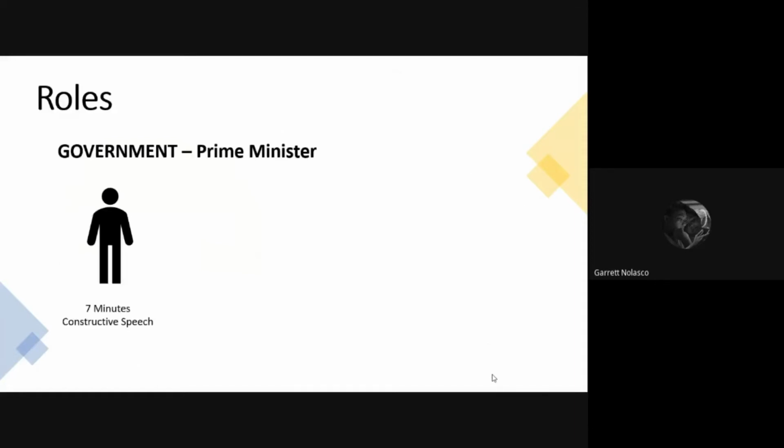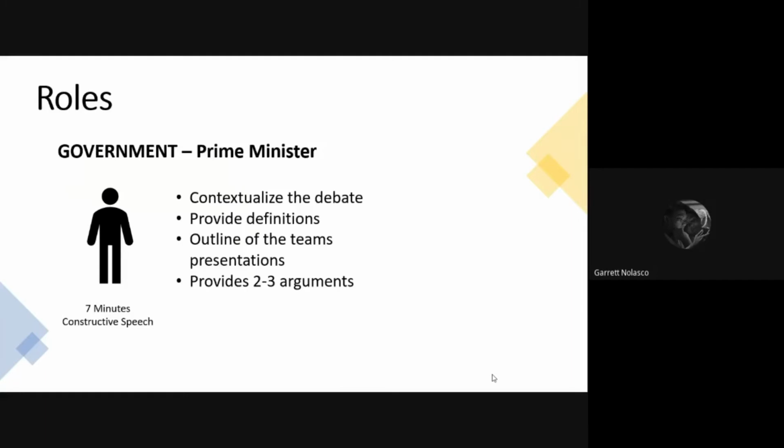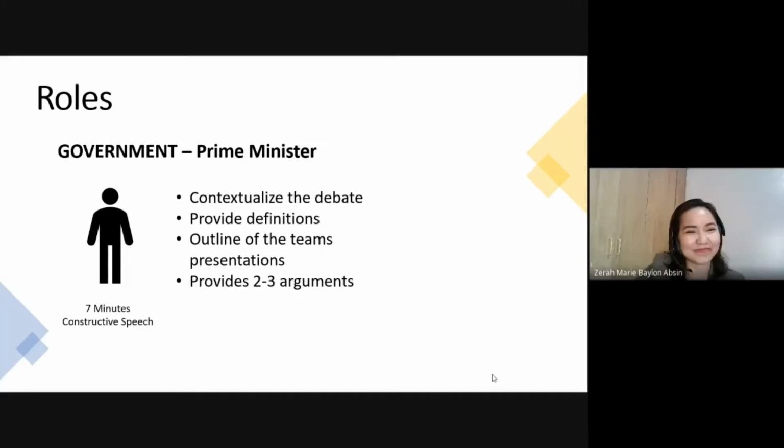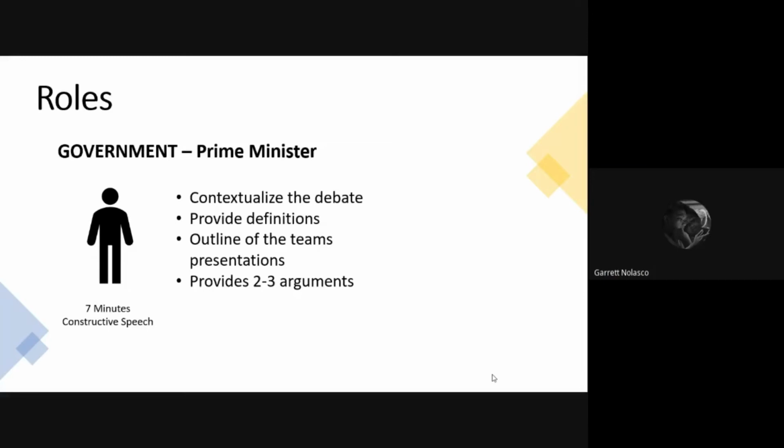Let's start with the government prime minister. What is actually your role? So, assuming you're chosen as the first speaker for the government side, your important role here is to contextualize the debate, meaning to frame it. If I may give an example, the one that Zerah and I and my teammates worked on back in 2006. Just a sort of a background.